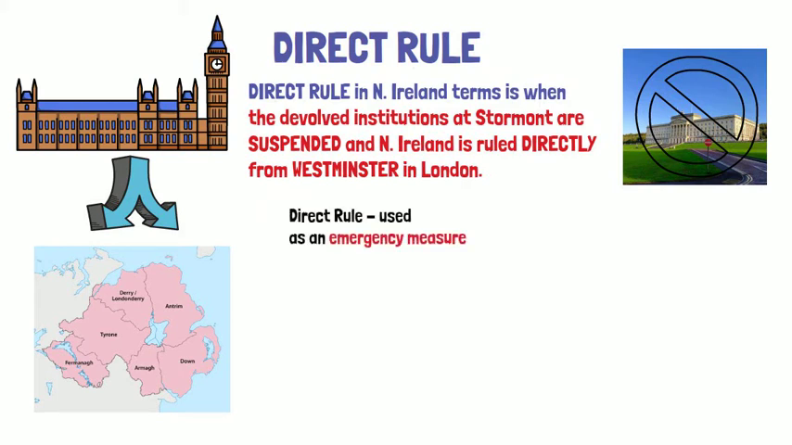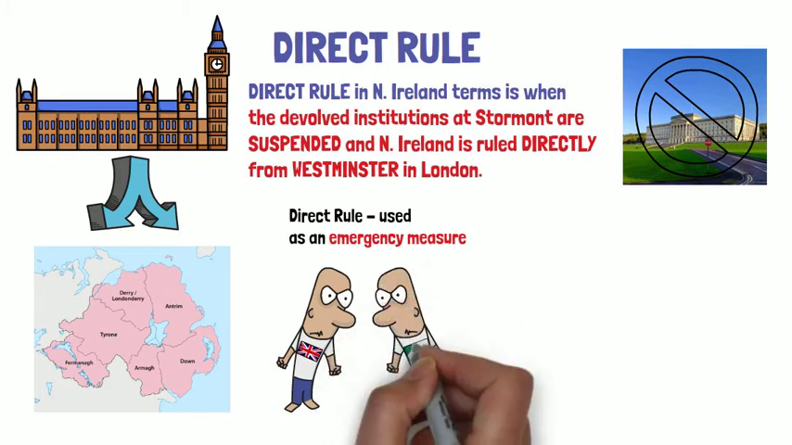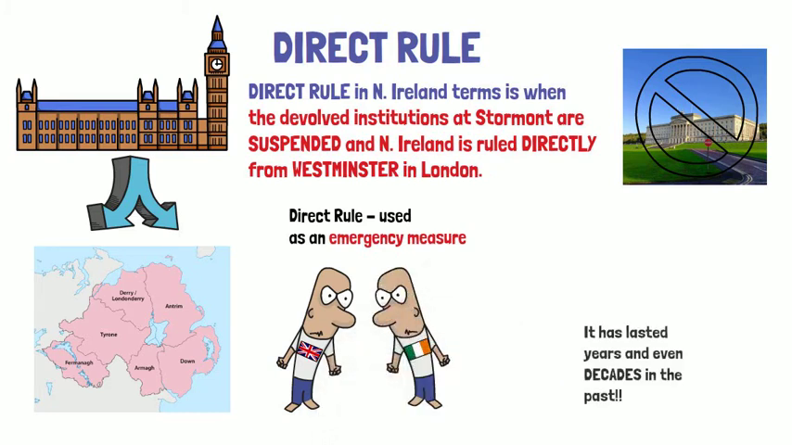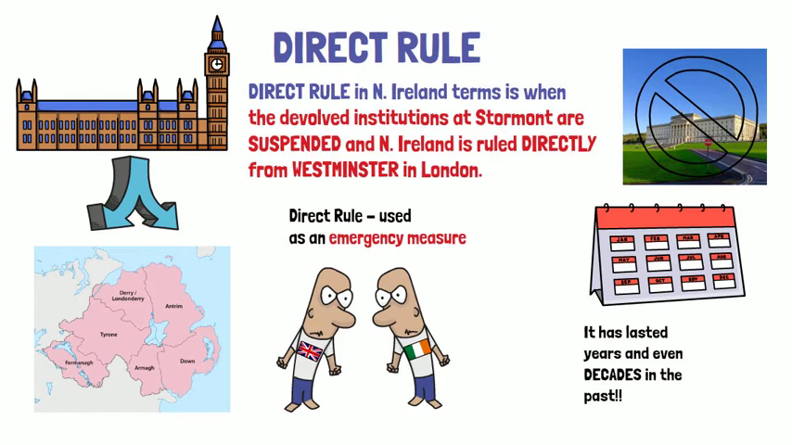This happens in times of crises, generally political crises, and it's only supposed to be a temporary solution until things are sorted out. However, in the past it has lasted years and in some cases even decades due to the lack of political progress at a local level.